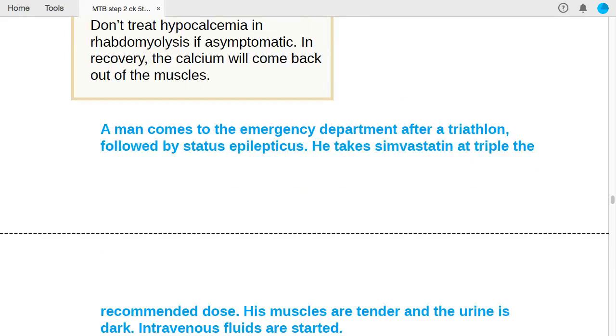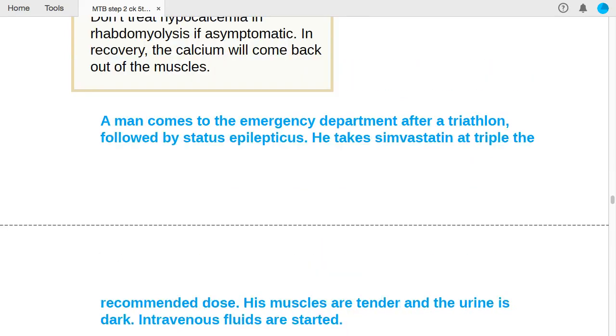Alright, we just do this last question and then we have to do the WhatsApp recall session. A man comes to the emergency department after a triathlon followed by status epilepticus. He takes simvastatin at triple the recommended dose. His muscles are tender and the urine is dark. Intravenous fluids are started. What is the next best step in the management of this patient?